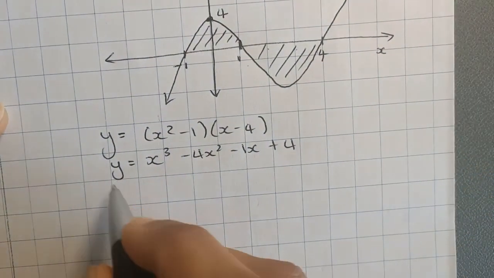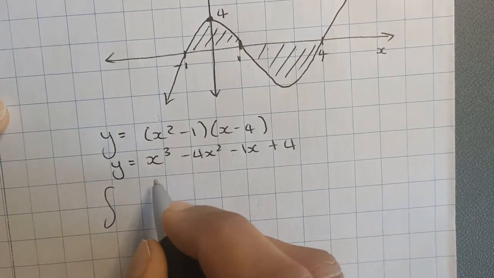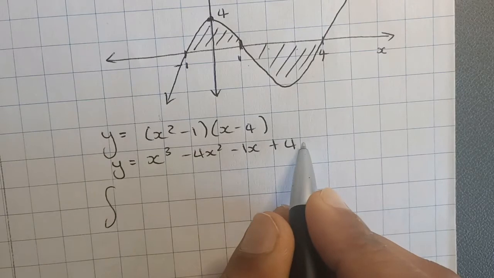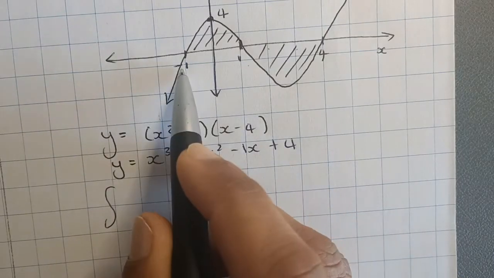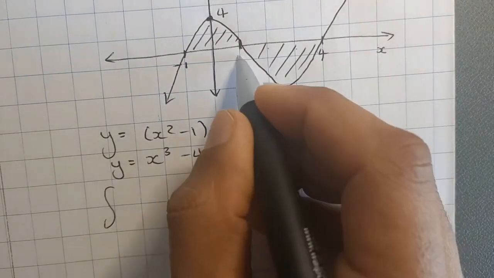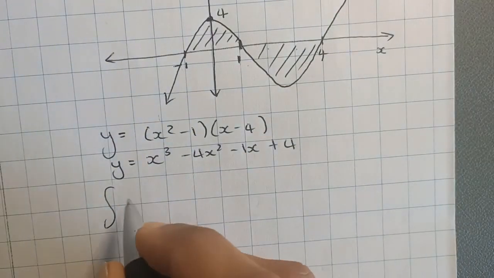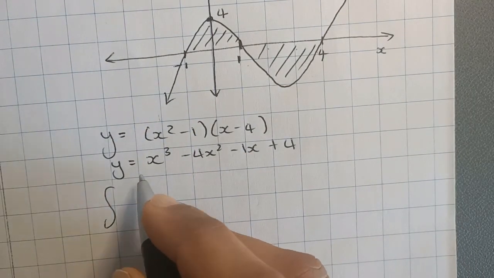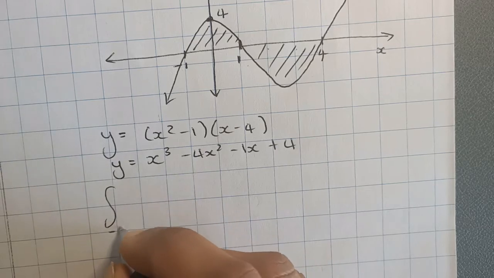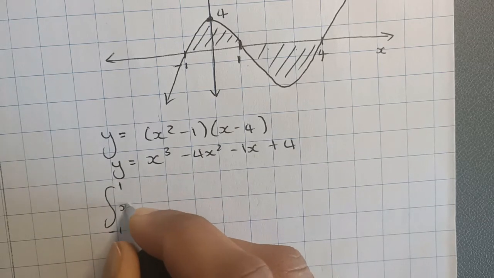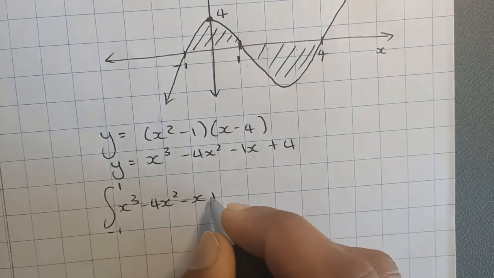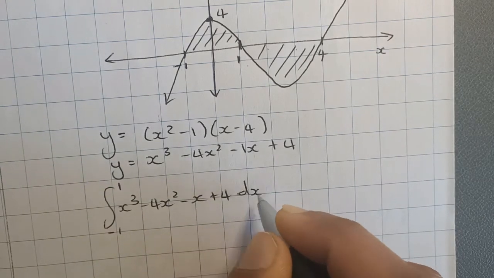The first one is we're integrating. What I can do is I can also just integrate this and specify my beginning and ending points twice. Otherwise, I can jump straight into it. Let's just jump straight into it. I got -1 till 1. I got x cubed minus 4x squared minus x plus 4 dx.